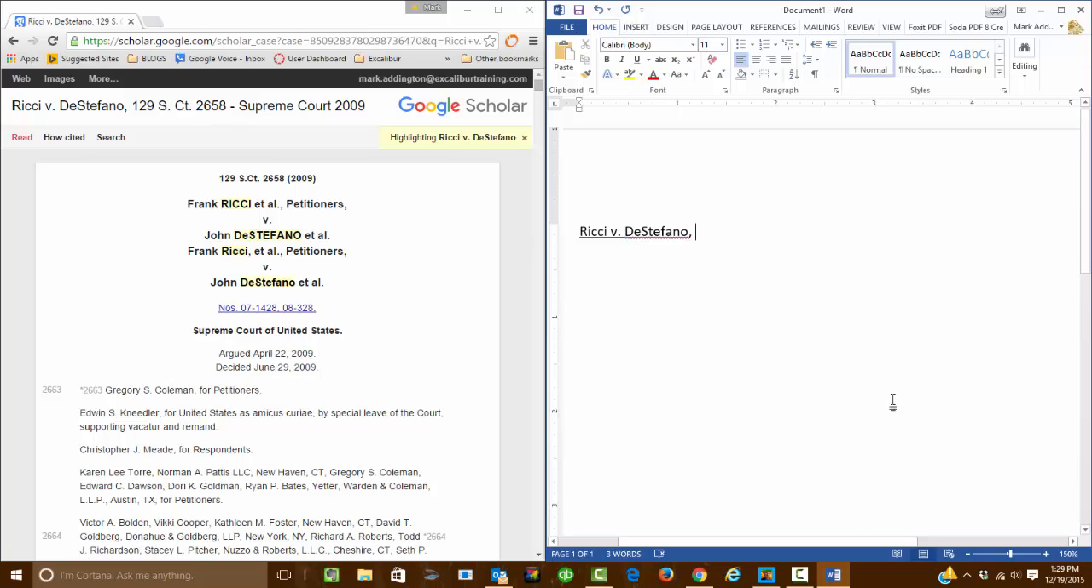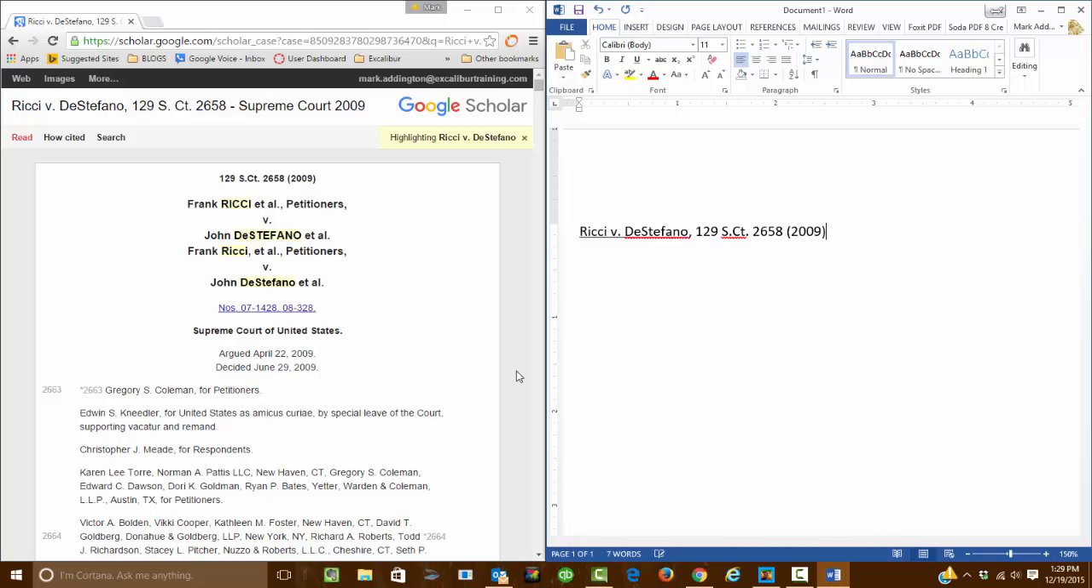And I'll tell you what that means. All of the published cases are in books called reporters. This one is the Supreme Court of the United States, and so the reporter is, in this case, a Supreme Court reporter. This is in volume number 129 of the Supreme Court Reporter. So if you had all of the Supreme Court Reporter books in front of you, you would go to volume 129, pull that off the shelf, and then go to page 2658, and that is where the case would be.